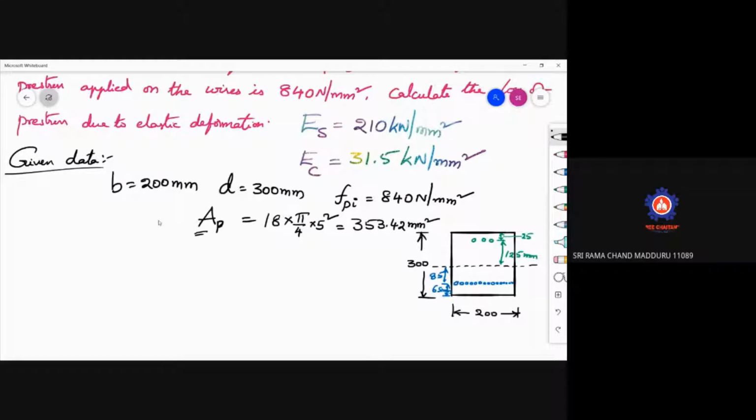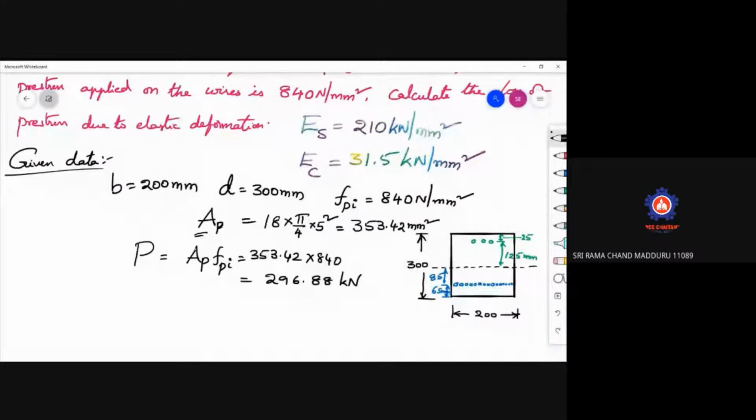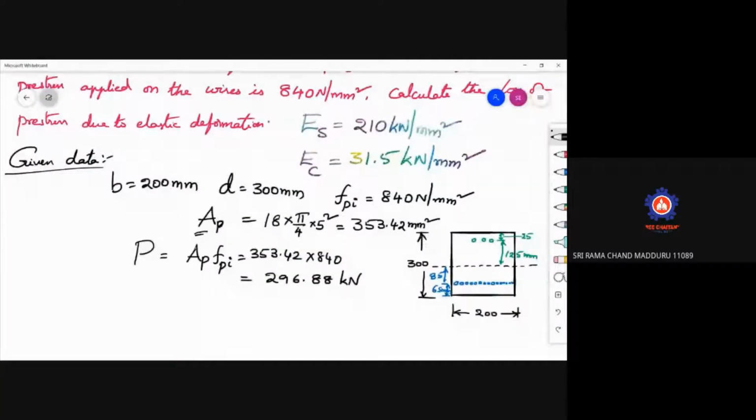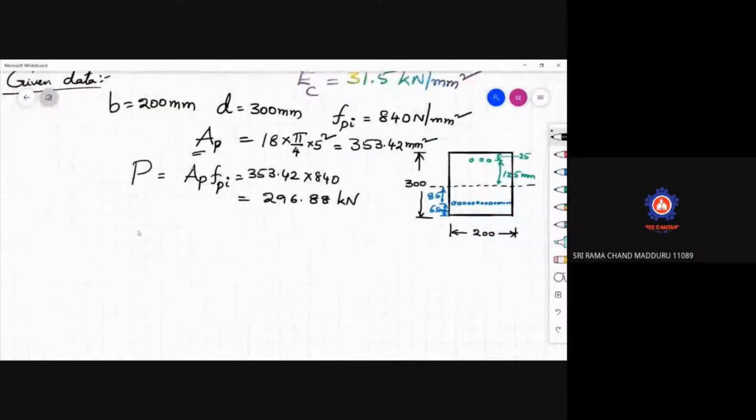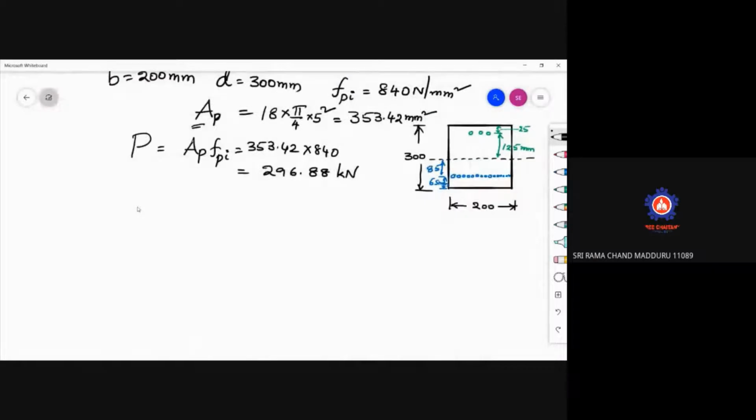Now, the pre-stressing force P is equal to Ap into fpi. So 353.42 into 840. What is the value? If this is calculated, after that we need to see the position of centroid. So just write down position of centroid.